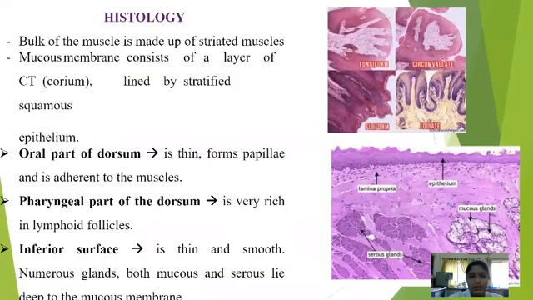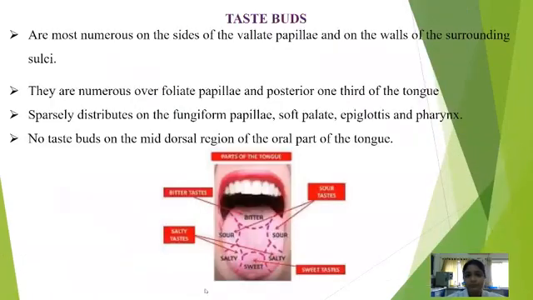Coming to histology, the bulk of the muscle is made up of striated muscles. The mucous membrane consists of connective tissue lined by stratified squamous epithelium. The oral part of the dorsum is thin, forms papillae and is adherent to the muscles. The pharyngeal part of the dorsum is very rich in lymphoid follicles. The inferior surface is thin and smooth. Numerous glands, both mucous and serous, lie deep to the mucous membrane.